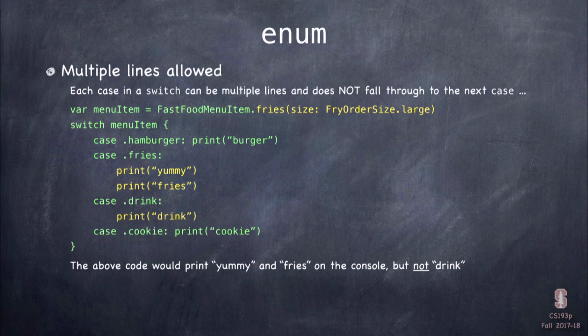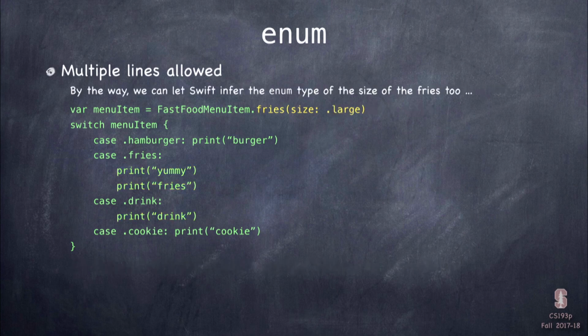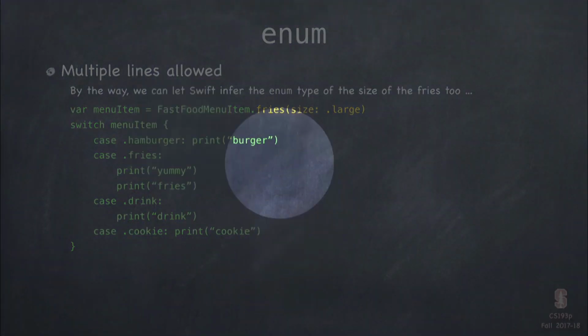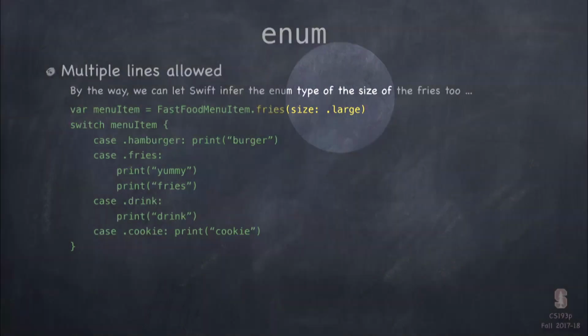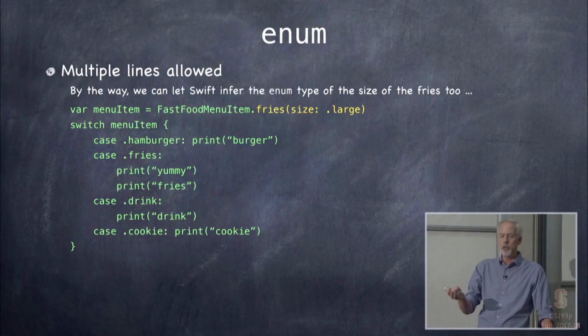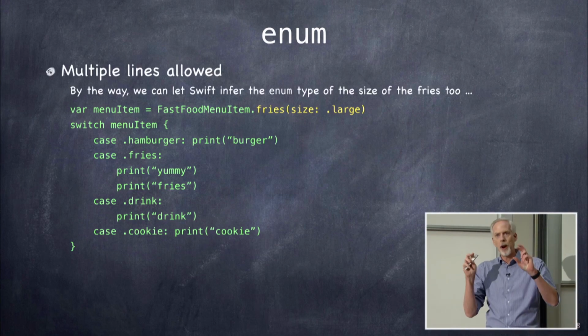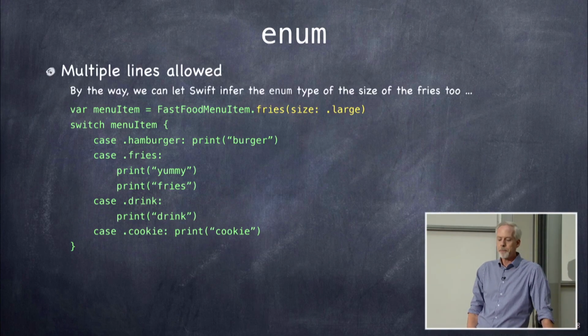There's a keyword called fallthrough that would let you fall through, but by default it doesn't. By the way, the same way that it inferred the type all along in here, it can infer that type here as well. I don't have to say size colon FrySize.large. I can just say dot large because it knows that the associated data of fries is a FrySize enum.